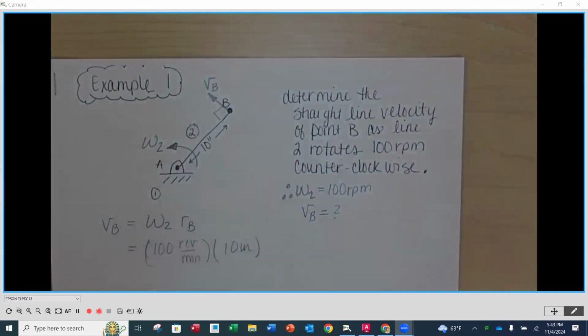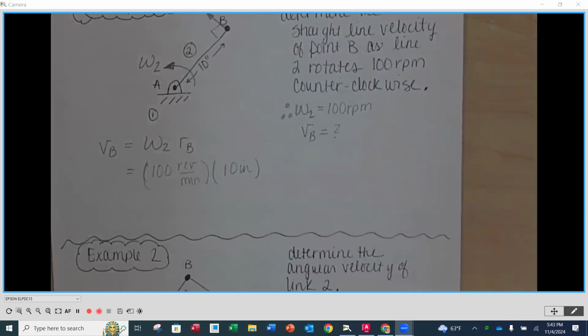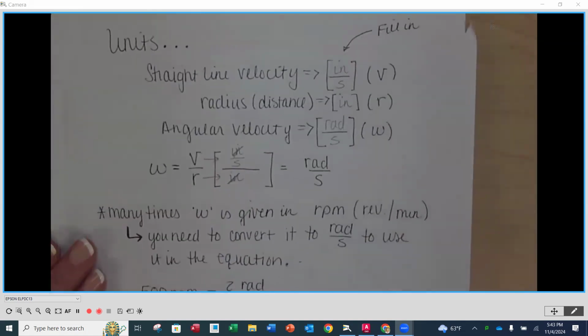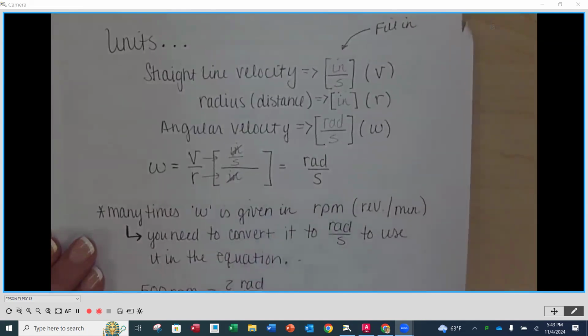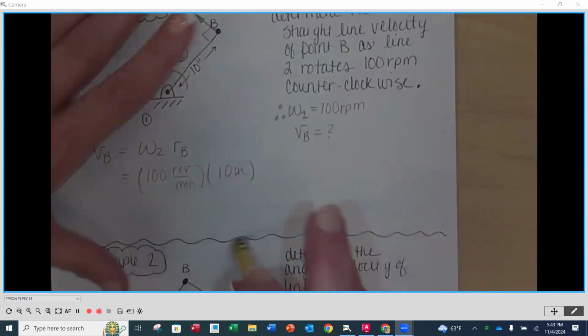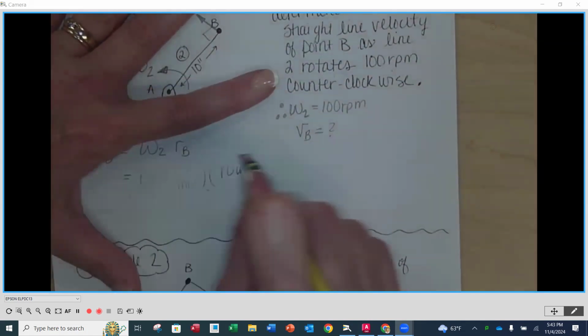Back to our work here. So you'll notice here, it's a very simple equation. We're just going to take that 100 RPMs and we're going to multiply it by 10. Okay? Or do you see something wrong? Can I multiply the 100 revolutions per minute times the 10 inches? I cannot. Remember, from page 2, I've got to have my W in radians per second. I cannot insert directly RPMs. So erase that.